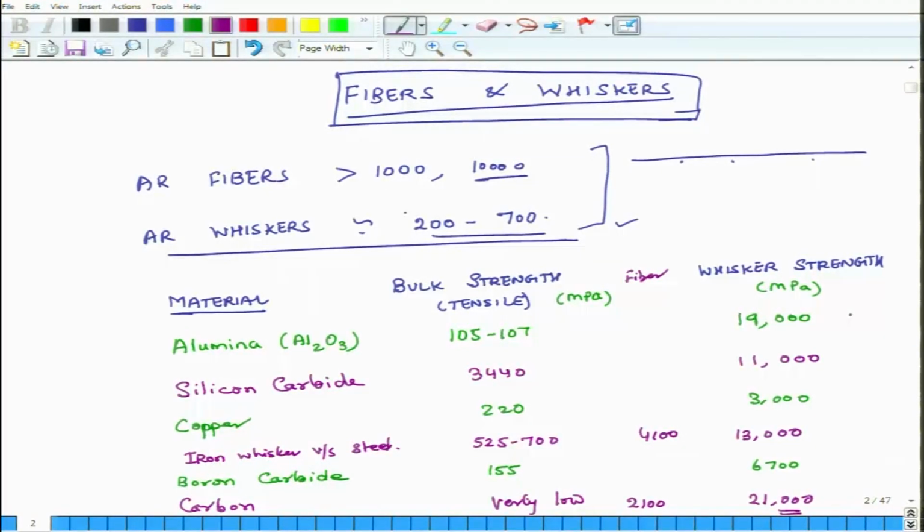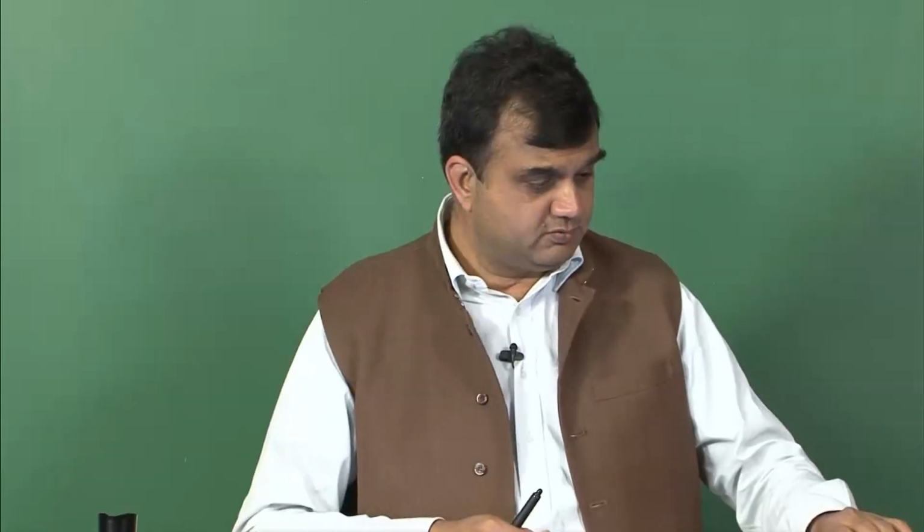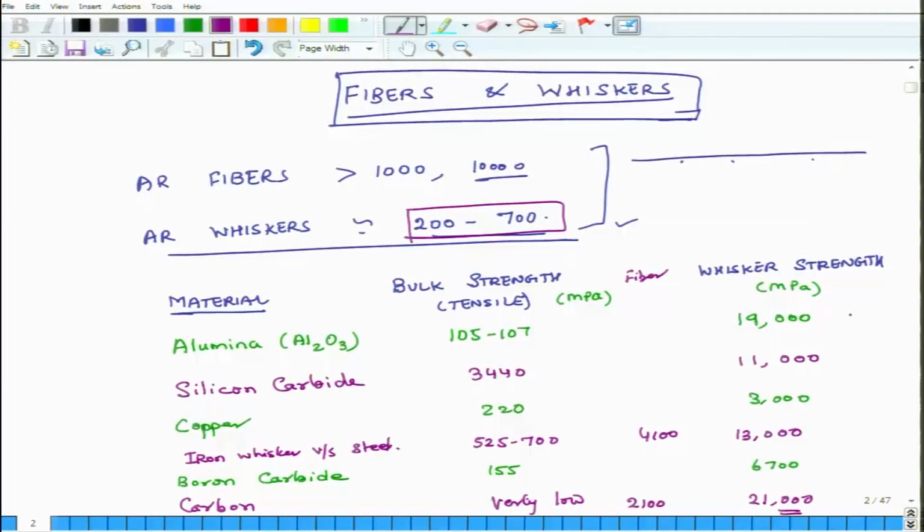because they are not typically very long, because if you make them long some flaws come into the system. But if you have a very small component and if you want to increase its strength significantly, maybe you can consider putting whiskers in it and it can become significantly strong without addition of a lot of material. So, this is something I wanted to explain.